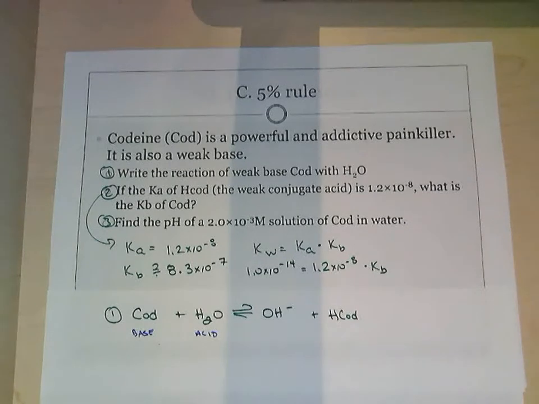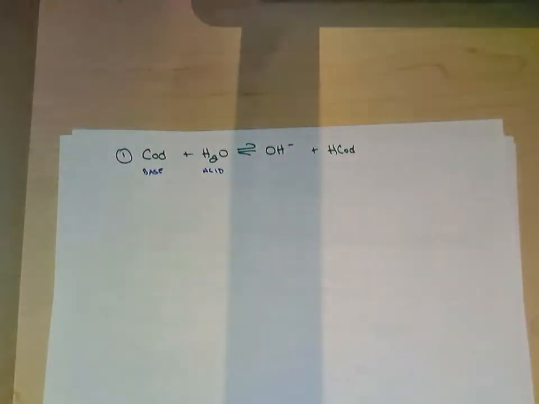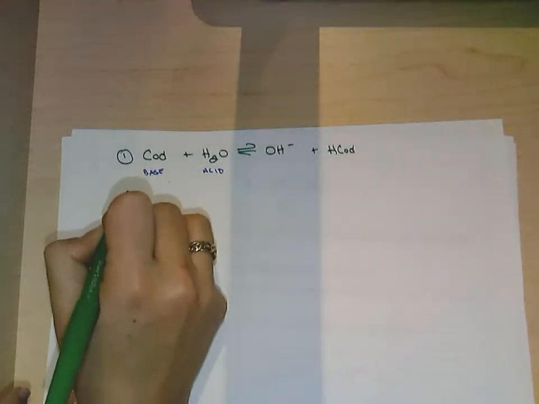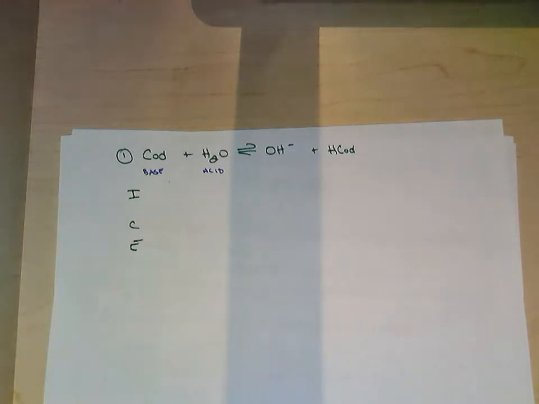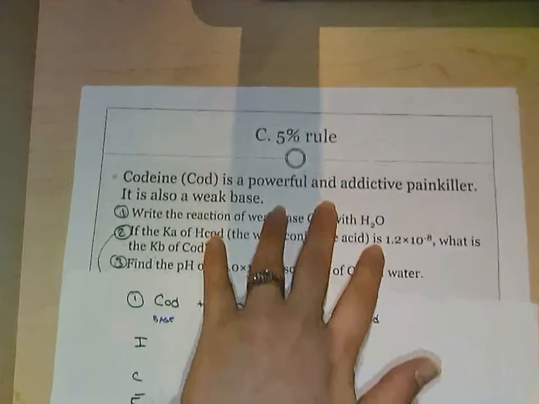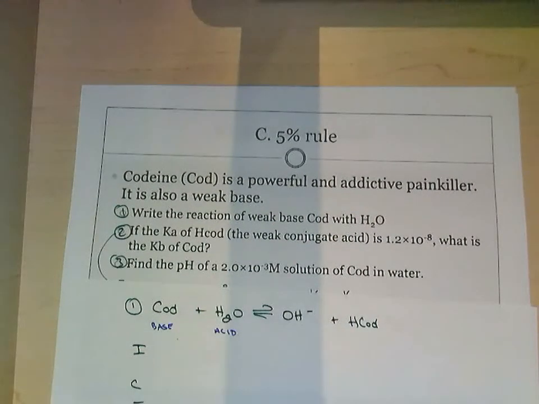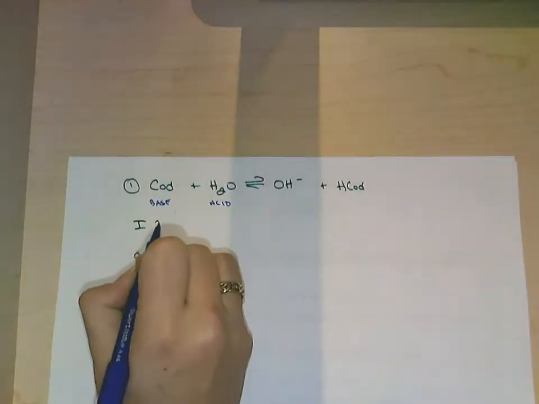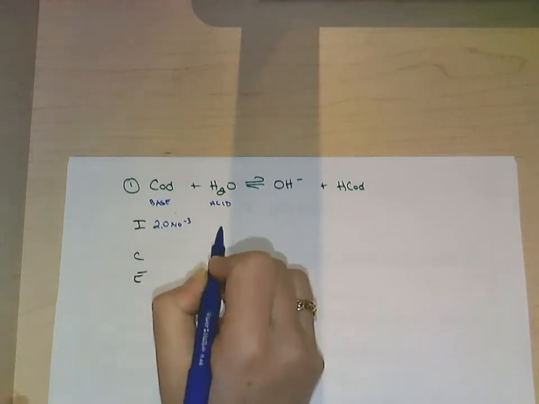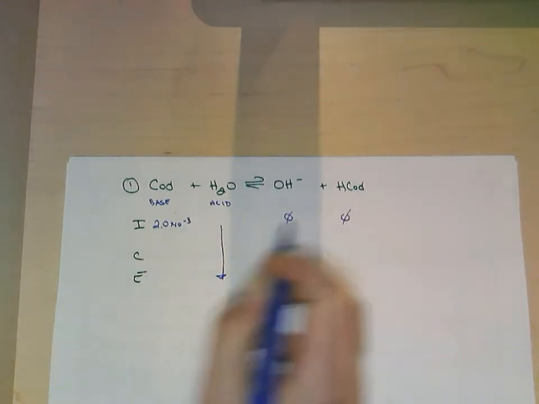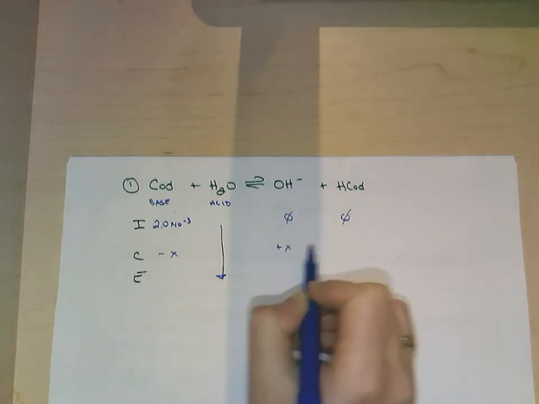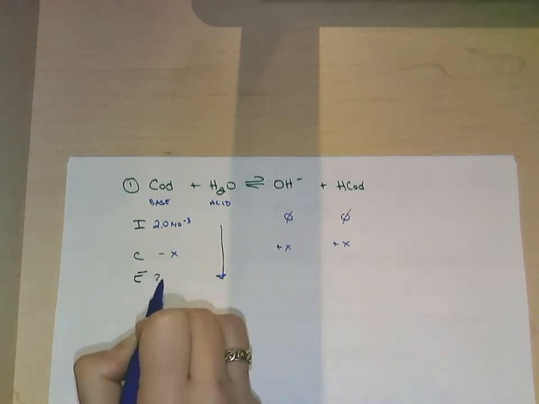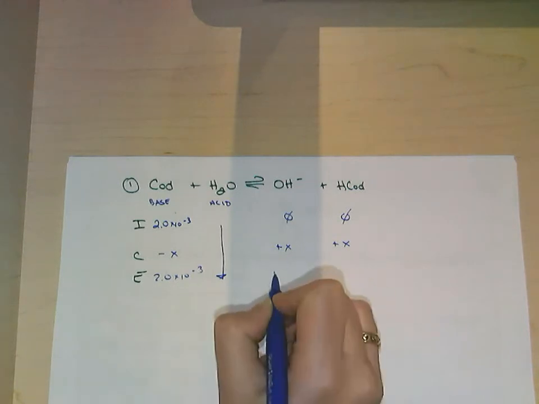Okay. All right, so now we're ready to do an ICE chart. All right, so in the problem, I said I have a 2 times 10 to the negative 3rd molar solution of the codeine. All right, that's water. We don't have any of those. Eventually, I'll give us a problem where the x's aren't just 1. But one thing at a time.